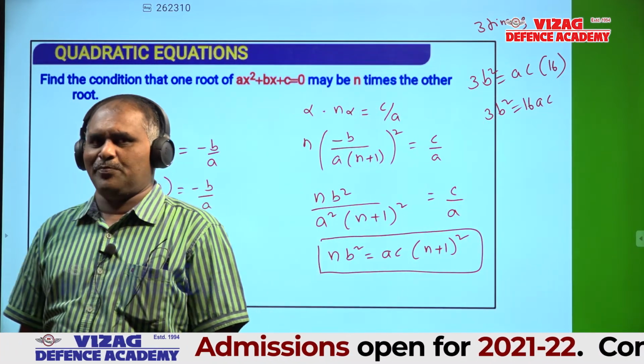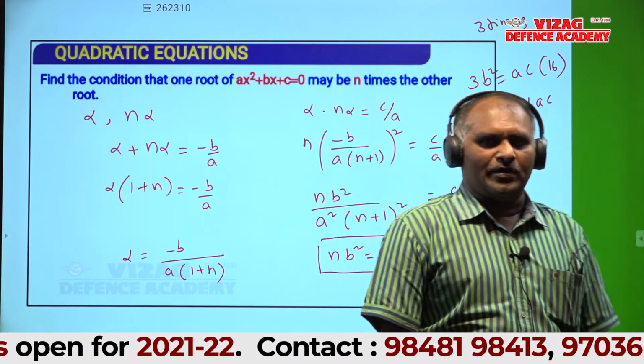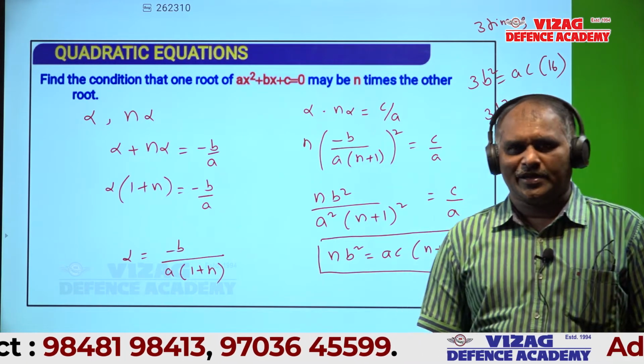Just use the relation based on the question. What is the sum of the roots and the product of the roots? Using those relations, you can get the result.